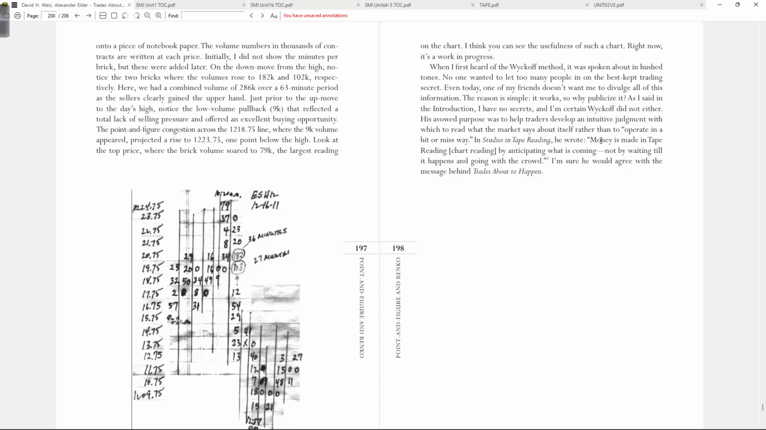In Studies in Tape Reading, he wrote, "Money is made in tape reading by anticipating what is coming, not by waiting till it happens and going with the crowd." I'm sure he would agree with the message behind trades about to happen.